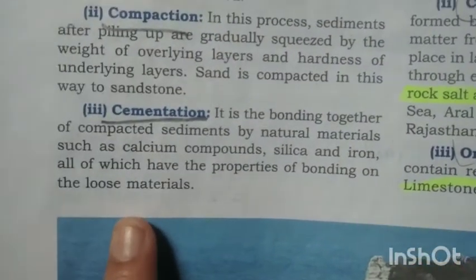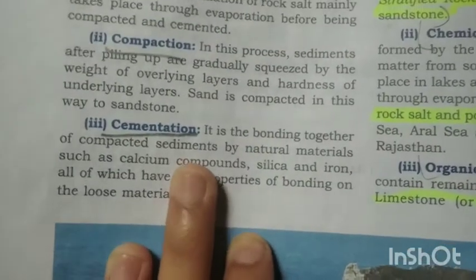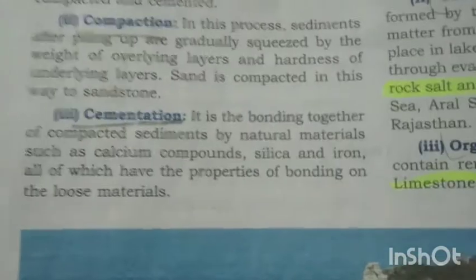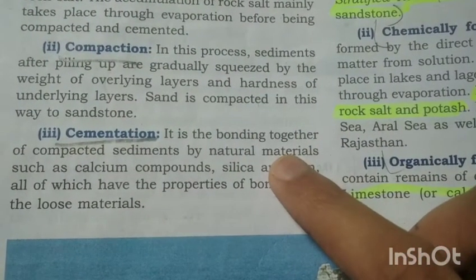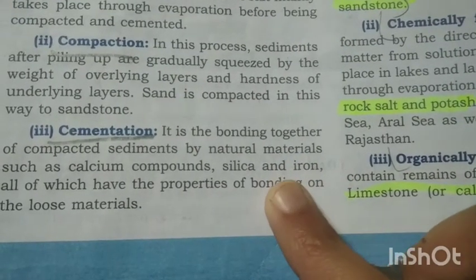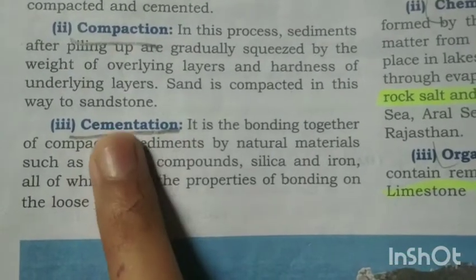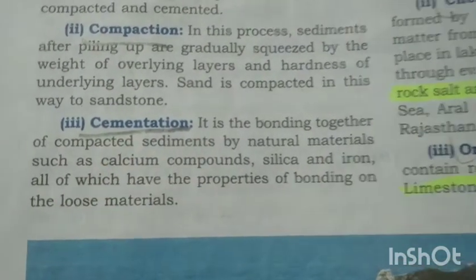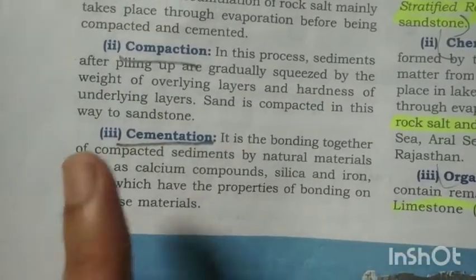Next is cementation. Cementation is the bonding together of compacted sediments. It means after compaction, as the sediments pile up and are squeezed by the weight of the overlying layers, then what happens? Cementation occurs, meaning the sediments get bonded together. So these are the processes.